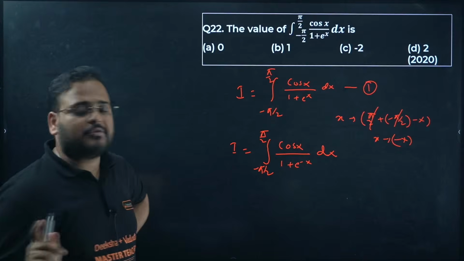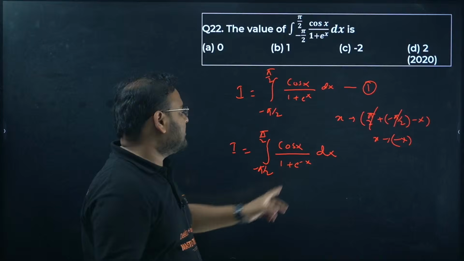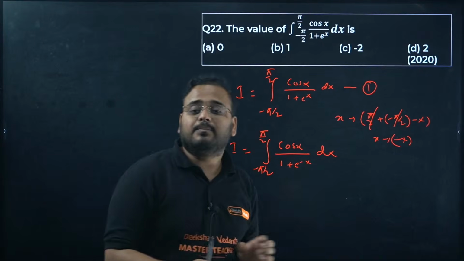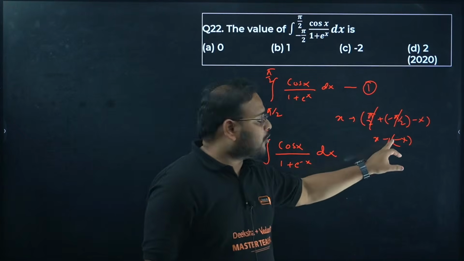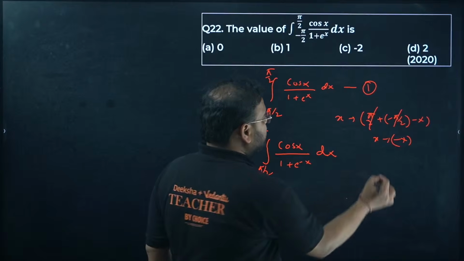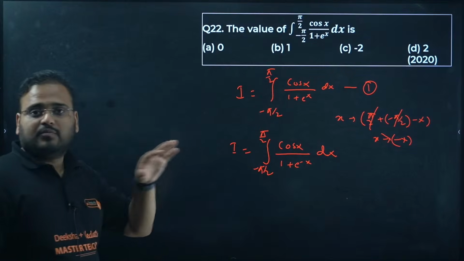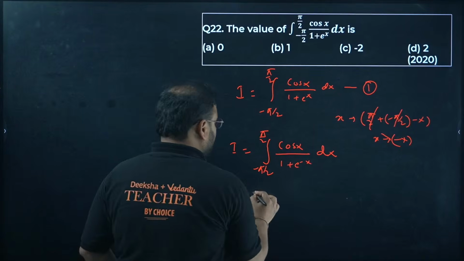If you have a confusion that, sir, if I'm changing x to minus x, should I simply make this as minus dx? No. This is not the substitution method. This is simply using the King's rule. There's a difference. Over here, we are not using the substitution method to change the derivative and everything. We are using a property. We don't change dx to minus dx.